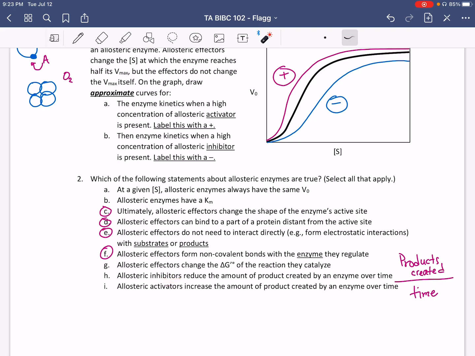Allosteric inhibitors will reduce the rate of the reaction, or the rate of products being produced, which is basically the result of the reaction if it's producing products. And the allosteric activators will increase the rate of the reaction. So both H and I will be correct.